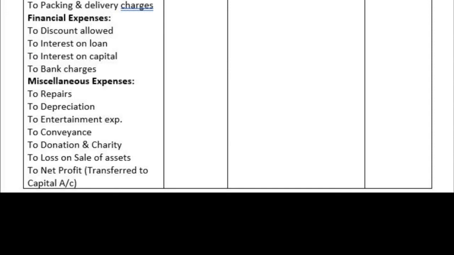Now the third main item on the debit side of P&L account is financial expenses. Now these are those expenses which are incurred in respect of arranging finance for business, and this will basically include discount allowed or interest on loan or bank charges or interest on capital, etc. Now the last item on the debit side of P&L account is miscellaneous expenses, and this will include all the other indirect expenses of the business like depreciation, donation and charity, entertainment expenses, conveyance expense, etc.